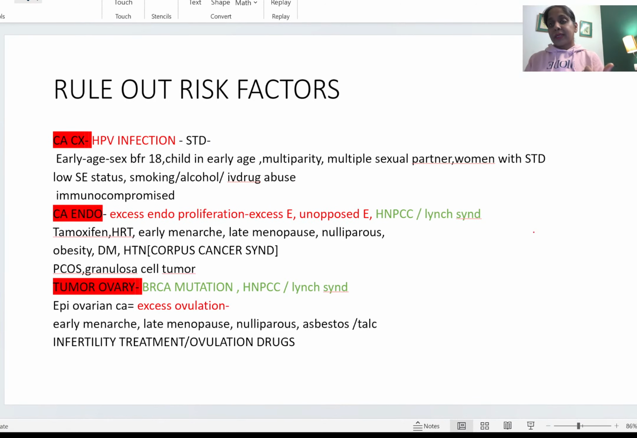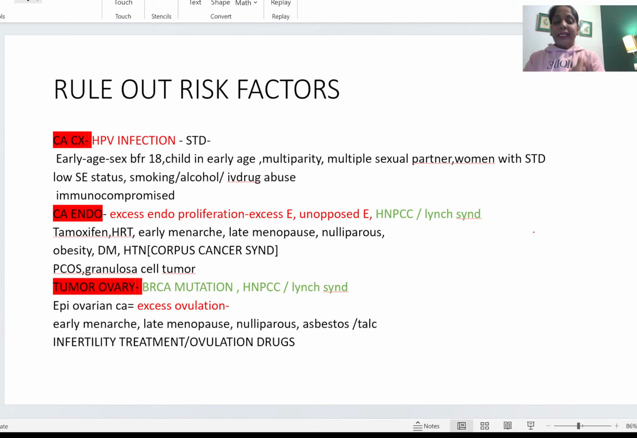Next is nulliparous. Why nulliparous? Once the lady becomes pregnant, endometrium proliferation stops. So for 9 months the endometrium does not proliferate. I already told you, the more the endometrium proliferation, the more the chances of CA endometrium.